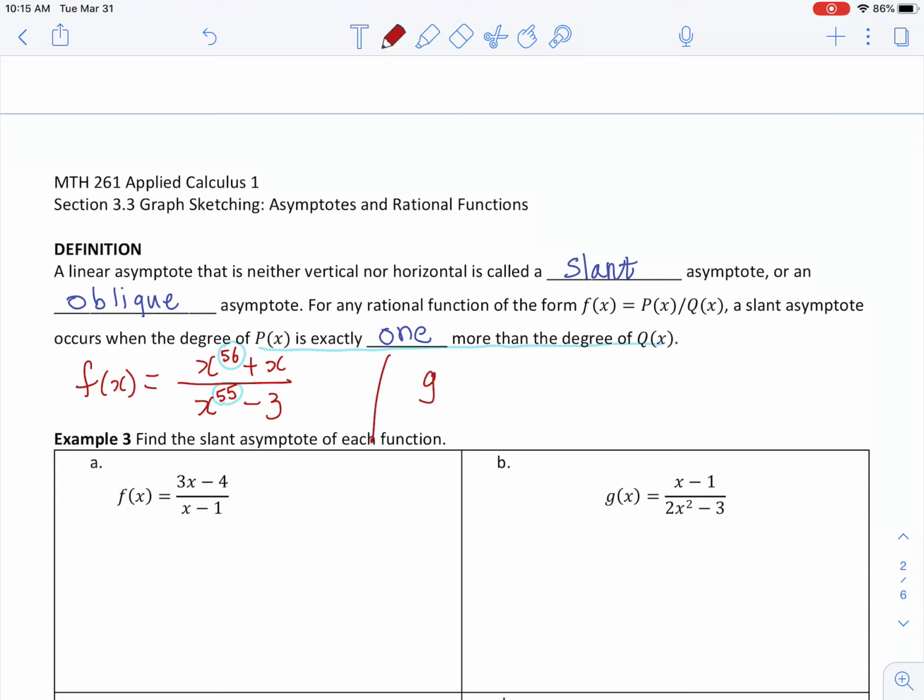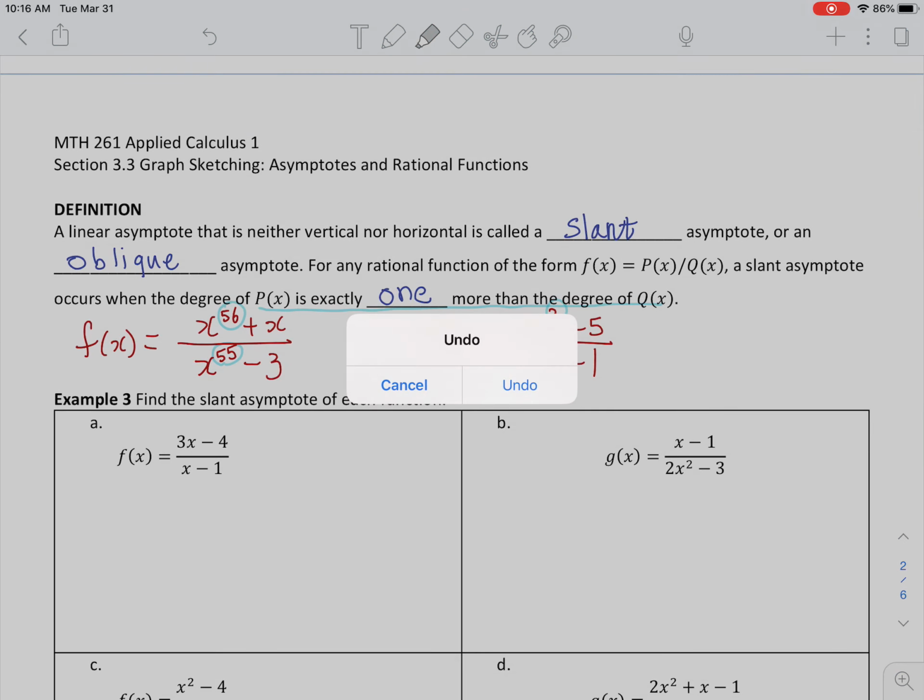Maybe another one. How about g of x equals x squared minus 5, and the denominator is just x plus 1. The degree of the numerator is 2. The degree of the denominator doesn't say it, but it's just going to be 1. So because 2 is exactly 1 bigger than 1, you will have a slant asymptote. Sometimes you just don't have it. If the degree of the denominator is bigger, then you're not going to have a slant asymptote. If the degree of the numerator is bigger by anything other than 1, you're not going to have one. So let's look at these 4 cases.